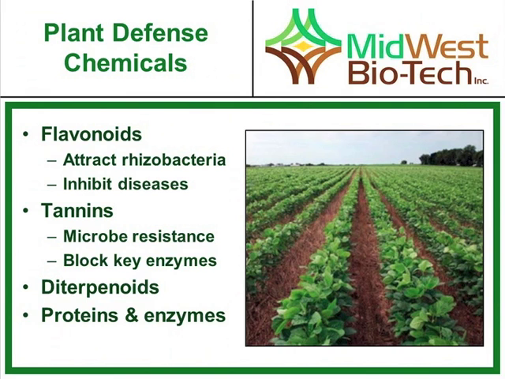So if the bad guys come along, the plant will fire up the diterpenoids and try to keep the bad guys away. And as well, the plant can produce particular proteins and enzymes that block other proteins and enzymes that are key for the insects or the microbial populations that are pathogenic and trying to harm the plant. So there are many different ways that the plant can defend itself naturally by using these different biochemicals.